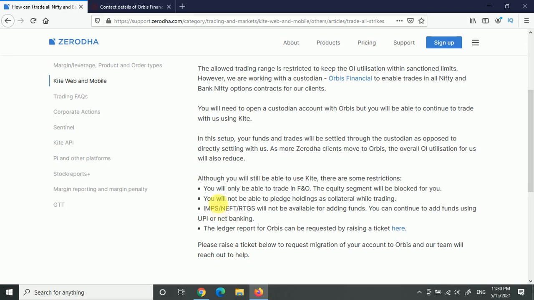Second disadvantage, you will not be able to pledge holdings as collateral while trading. As you guys know, we can pledge our stocks and a lot of things, and then we can utilize that margin. You will not be able to do that.